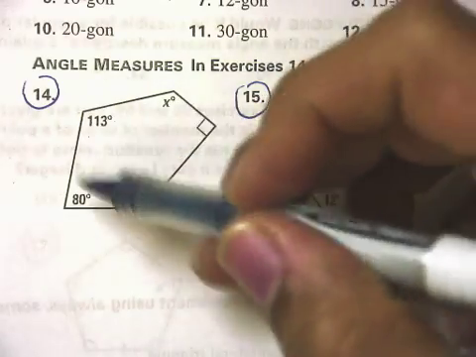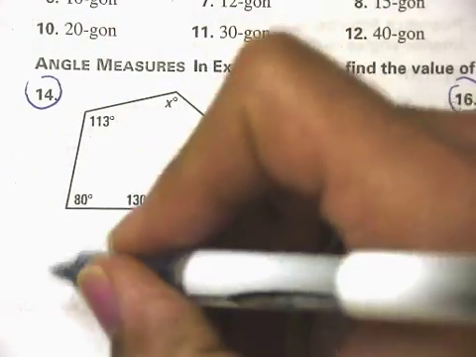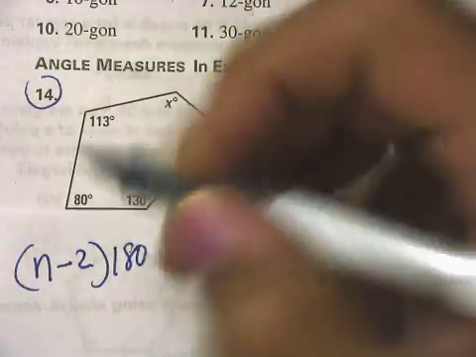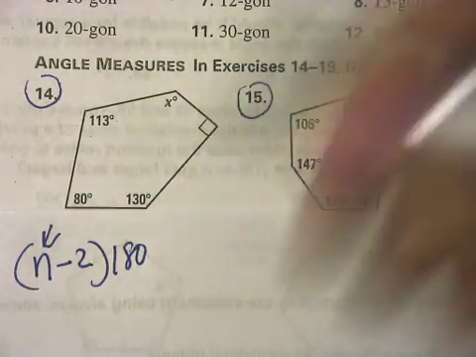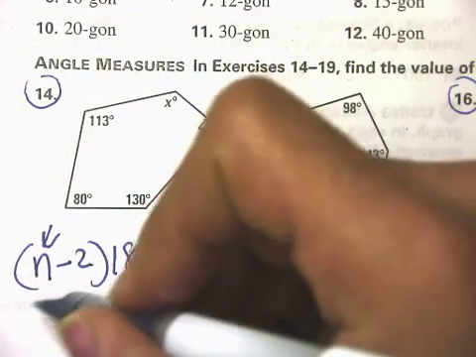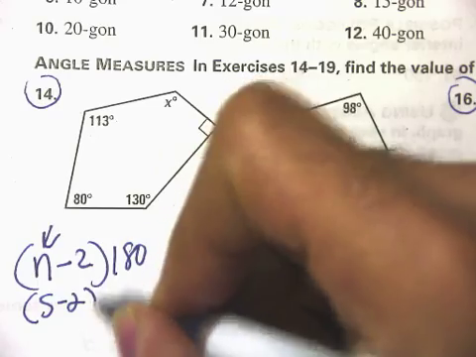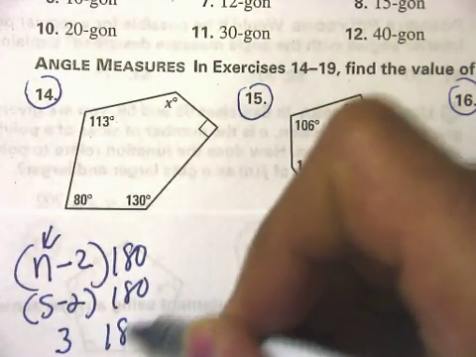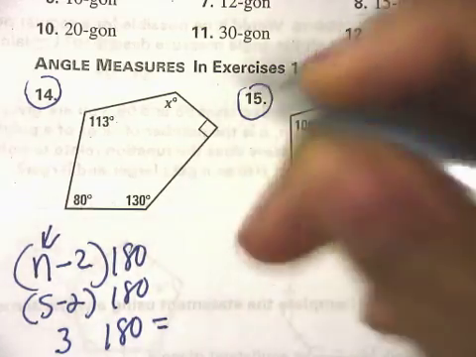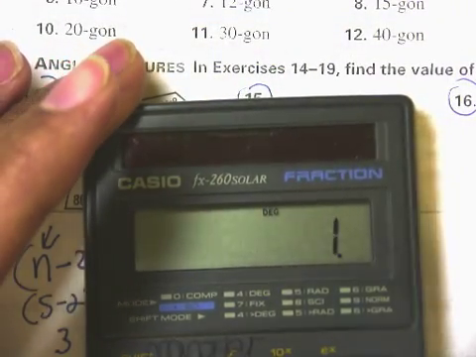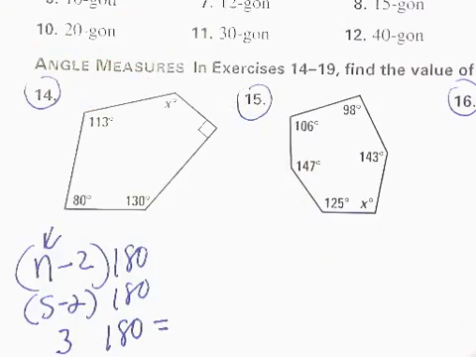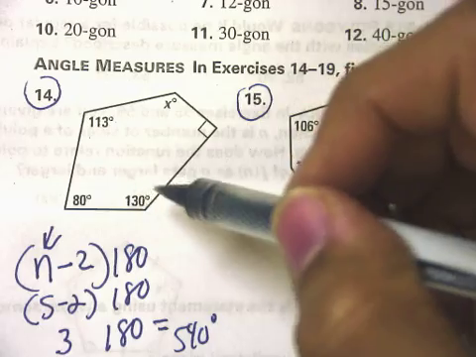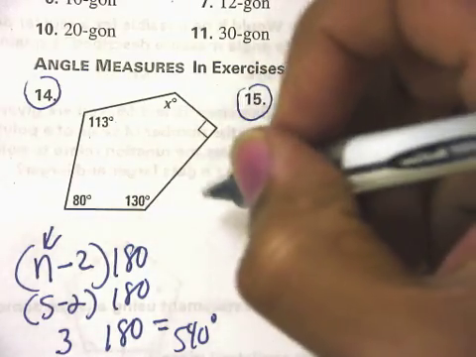And if you want to find out how many degrees there are inside of a polygon, remember you have to use this formula, n minus 2 times 180, where n represents the number of sides. So since this is a pentagon, n is going to be 5. 5 minus 2 is 3. So I have 3 times 180, which is equal to 540. So I know that inside this polygon here, I should have 540 degrees.